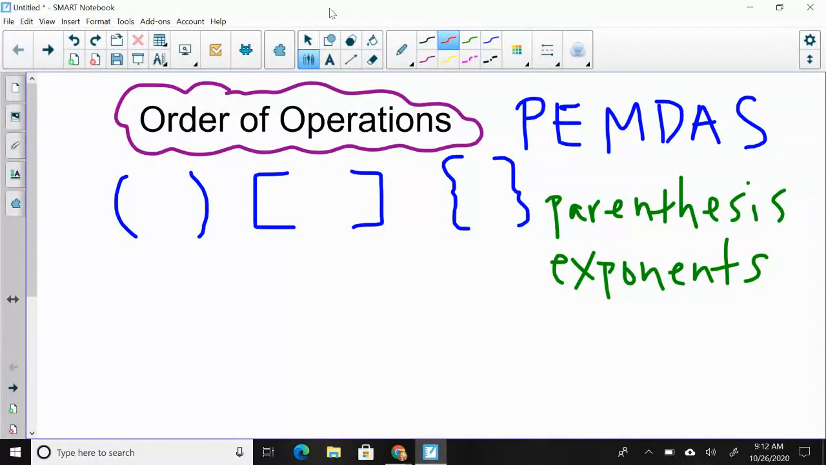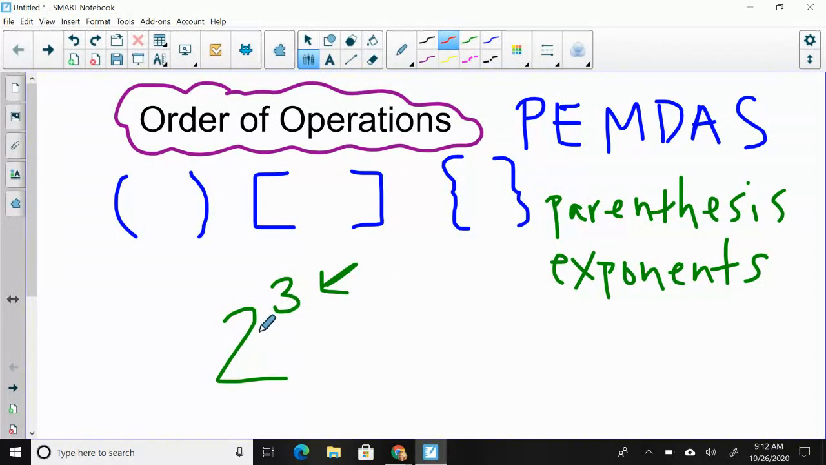If I wrote this with a little 3 up there, this little 3 right here is called an exponent. And what that means is I could say 2 to the power of 3. That means I'm taking 2 times 2 times 2. I'm not saying 2 times 3, which is 6. 2 times 3 means 2 plus 2 plus 2, right?